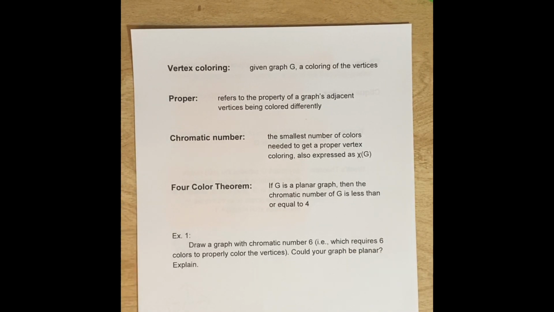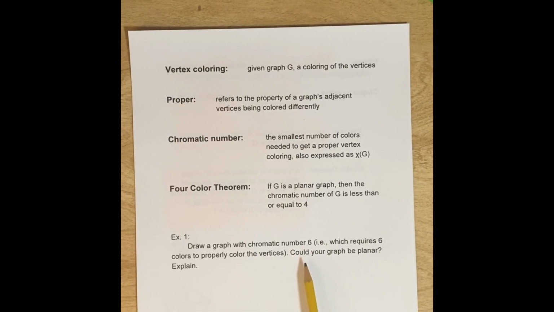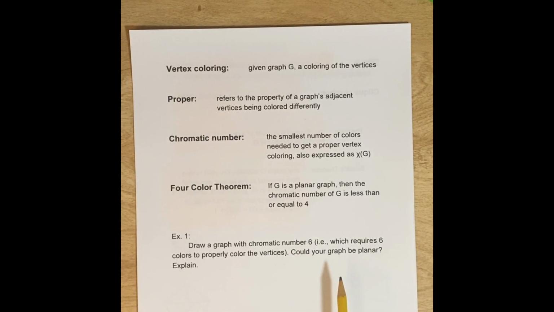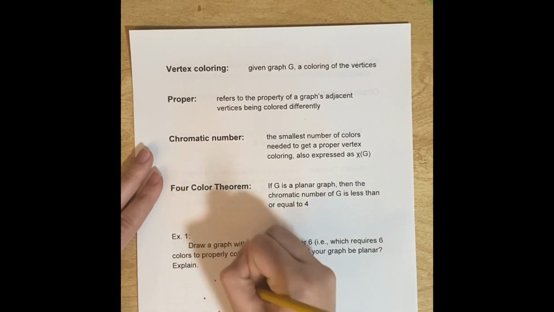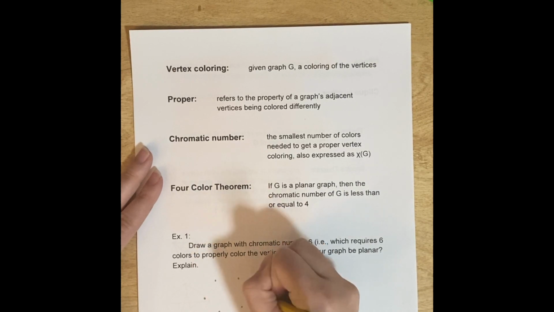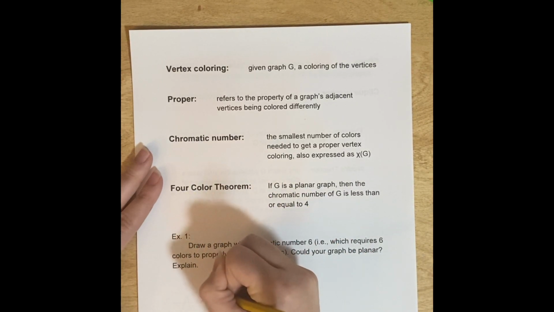So now onto example number 1. Example 1 says to draw a graph with chromatic number 6. In other words, a graph which requires 6 different colors to properly color the vertices. One such graph that would satisfy this would be the K6 graph.